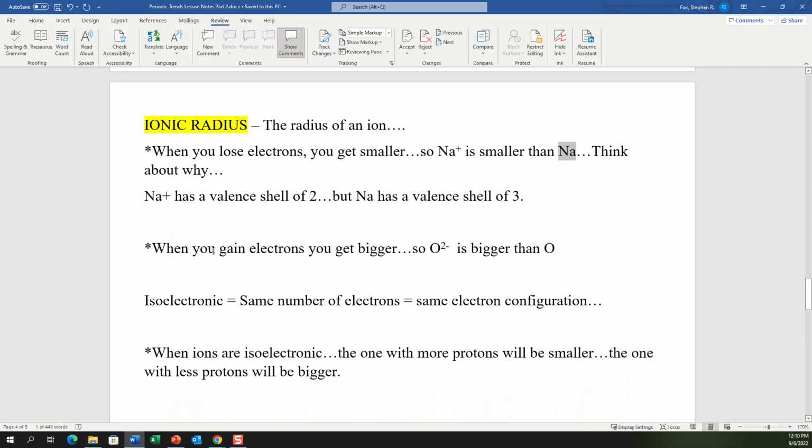The other thing to understand is if you gain electrons, your cloud is going to get bigger, so you're going to get a bigger radius. So anions always end up being bigger than what they were as neutral atoms.